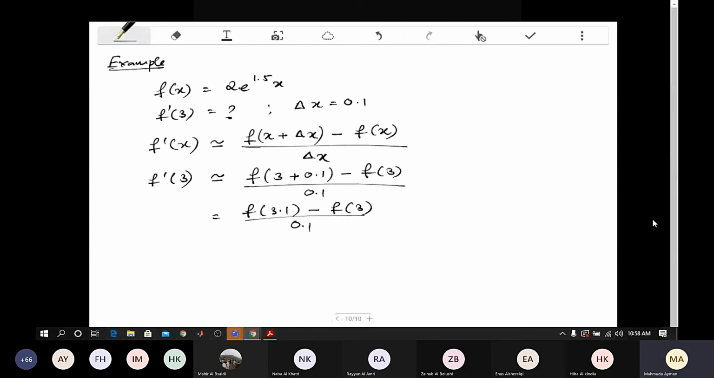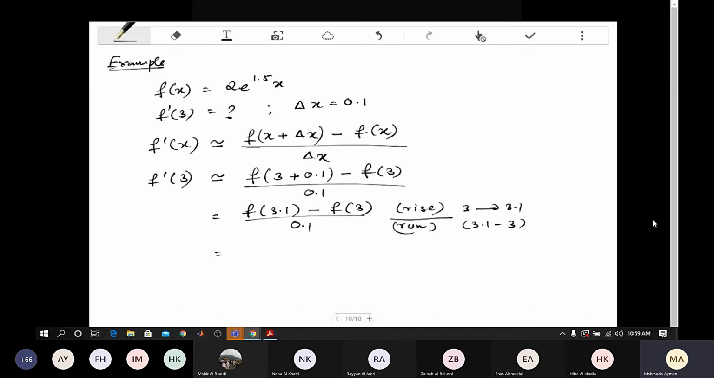So this is nothing but the slope of the function at 3, which is the rise divided by the run, correct? So for the rise, you're going from 3 to 3.1. And for the run, also the same thing. If you subtract 3.1 minus 3, you get 0.1. So this is nothing but the slope of the function at 3.